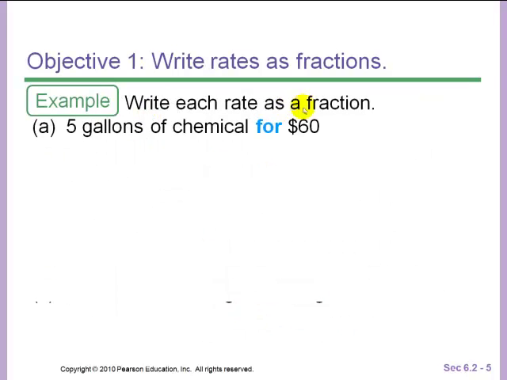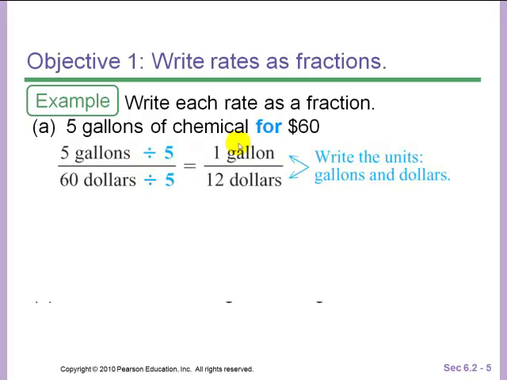Example: write each rate as a fraction. 5 gallons of chemical for $60. So we have 5 gallons for $60. We can divide both the numerator and denominator by 5, and we get 1 gallon for $12. Make sure in a rate that you include both the units, gallons and dollars. So this simplified to 1 gallon for $12.